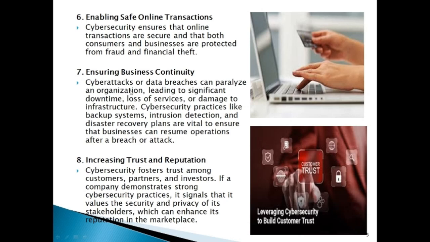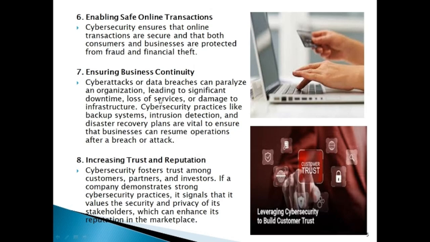Now, number 7, ensuring business continuity. Cyber attacks or digital breaches can paralyze an organization, leading to significant downtime, loss of services, or damage to infrastructure. Now, let's take an example of a bank. If a bank is attacked, a cyber criminal can shut down that bank for a whole day or for several days. And if it succeeds in that, the bank loses so much money in terms of transaction fees, in terms of even theft of customer details and customer finances and resources. So cybersecurity can affect a business operation.